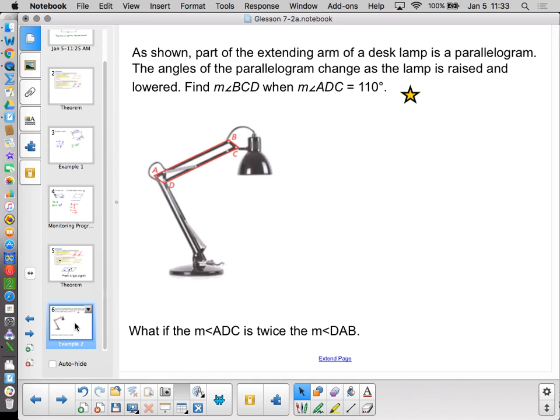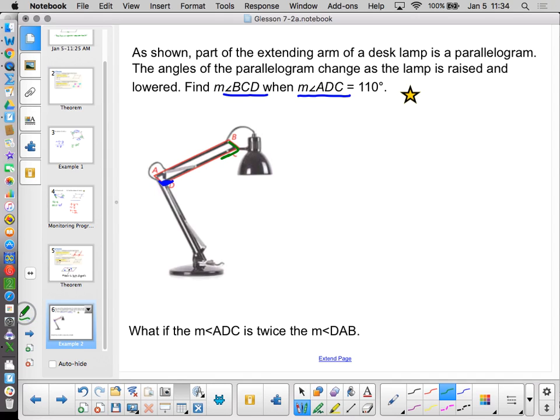So if that's the case, those are the cases we have now. The diagonals bisect each other, consecutive angles are supplementary. Let's answer this question. It says, find the measure of angle BCD when the measure of angle ADC is 110. Let me just help you a little bit. ADC is this angle right here, okay? It wants you to find the measure of angle BCD, which is right here. And that's where we're going to throw our question in number 2 today.